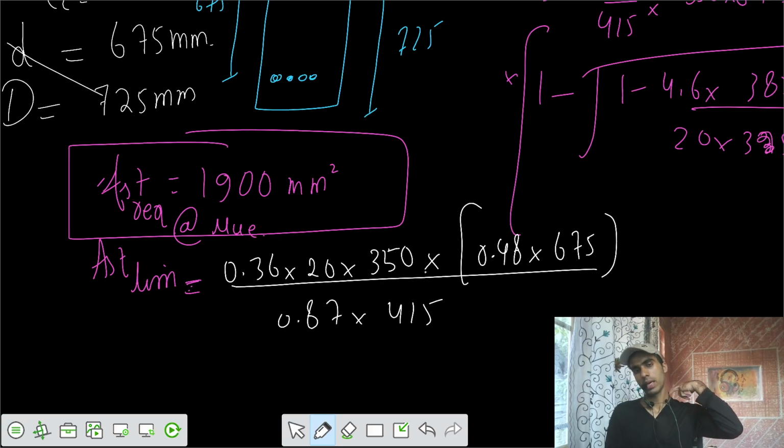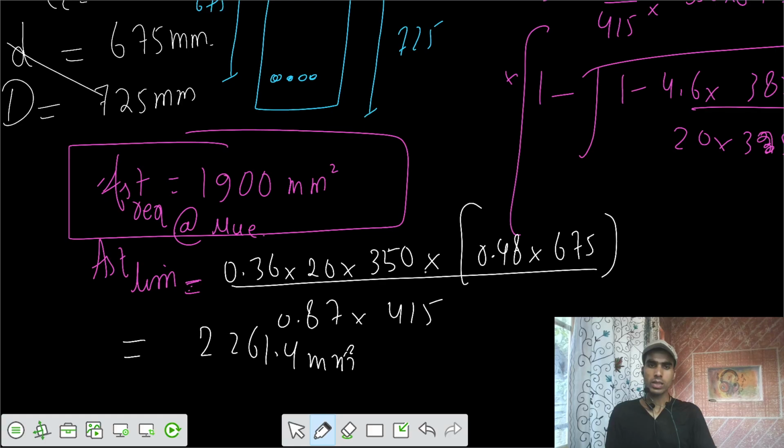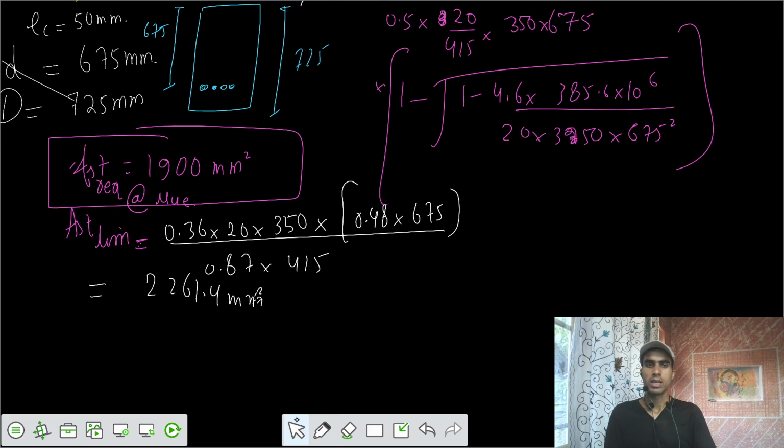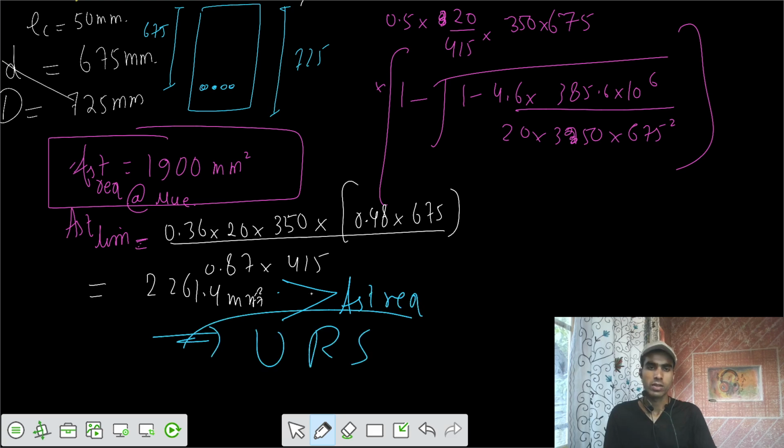So this is the AST limiting we can have: 0.36 FCK B XU limiting divided by 0.87 Fy. And AST limiting comes to be equal to 2261.4 millimeters square. Now you can compare the two values of AST. We would say that AST limiting is greater than AST required. That means the section is under reinforced, and you have to provide just this value of 1900 millimeters square.